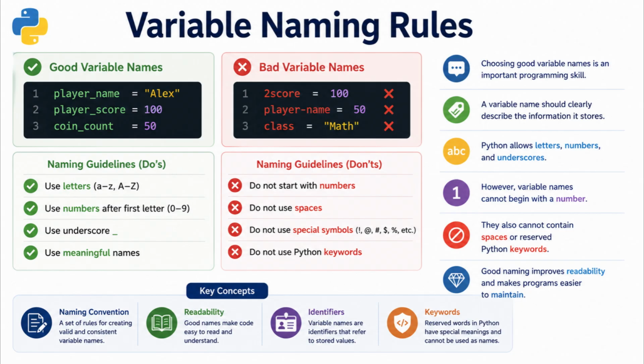Choosing good variable names is an important programming skill. A variable name should clearly describe the information it stores. Python allows letters, numbers, and underscores. However, variable names cannot begin with a number. They also cannot contain spaces or reserved Python keywords. Good naming improves readability and makes programs easier to maintain.